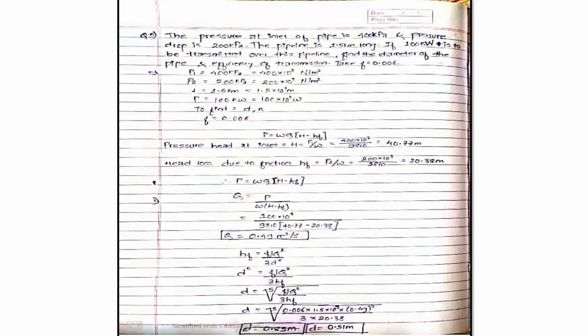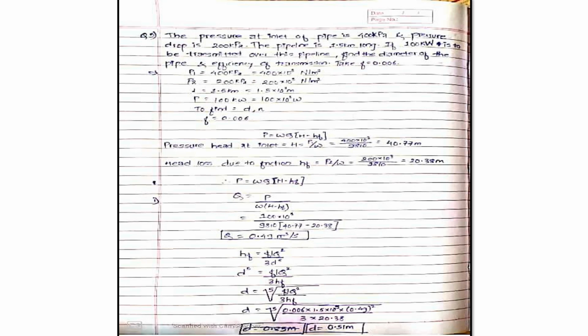to 0.006. So we know that the power transmitted is given by P is equal to W into Q into bracket H minus HF. The pressure head at inlet is H is equal to P1 by W, that is 400 into 10 raised to 3 divided by 9810. This is about 40.77 meter. And head loss due to friction HF is equal to P2 by W, because he has given at the end of the pipe how much? 200. 200 into 10 raised to 3 divided by 9810. This is 20.38 meter.